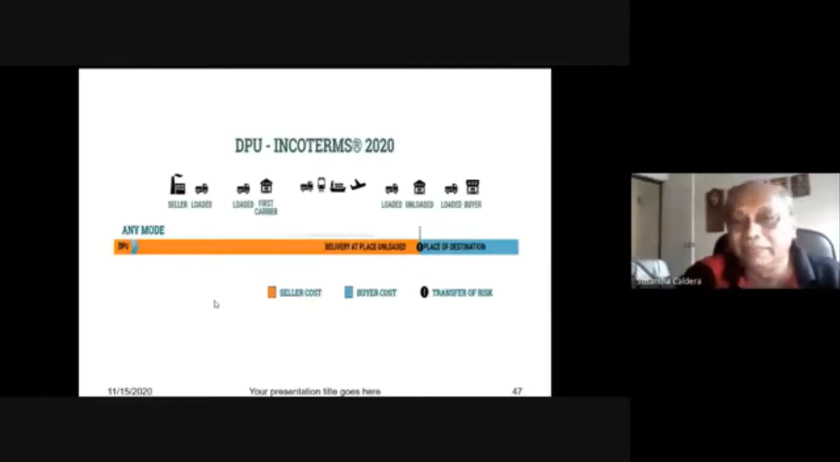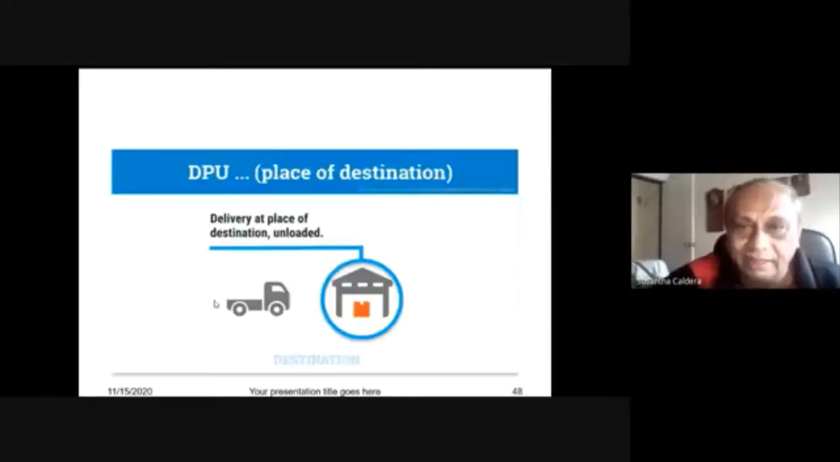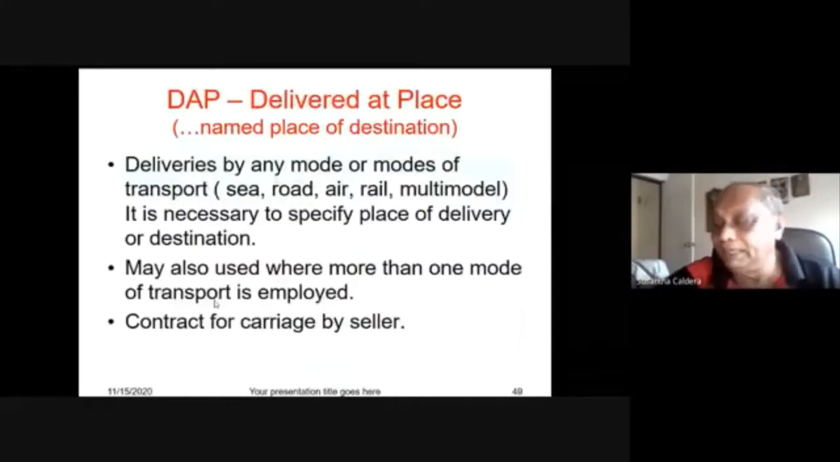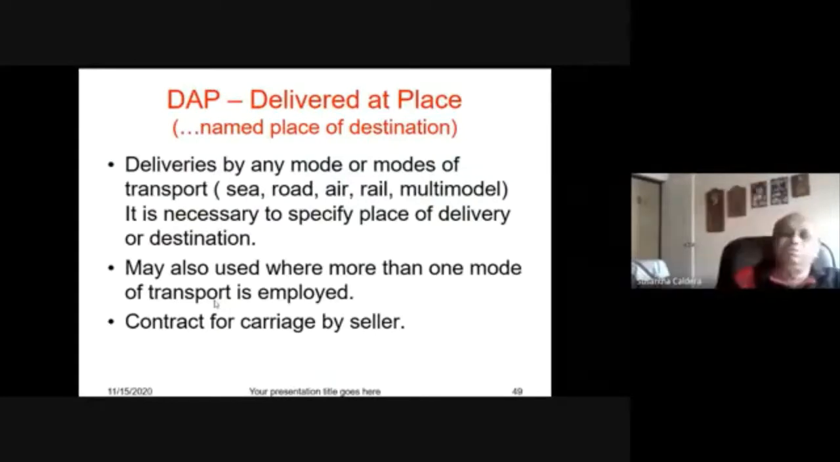දැන් බලන්න, මේක brown එක එනවා delivered at place unloaded. Unloaded එනකන්ම එනවා. Unloaded එකේ තමයි transfer of risk from seller to buyer. Right? Understood? Now, මේකත් අර වගේමයි DPU place of destination, delivery at place of destination unloaded. DAP. අර වගේමයි deliveries by any mode of transport, either sea, road, air, rail, multimodal, whatever.